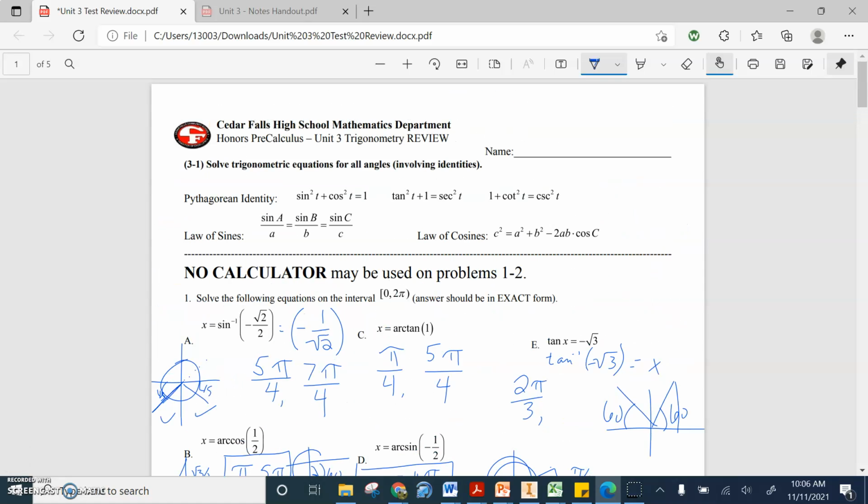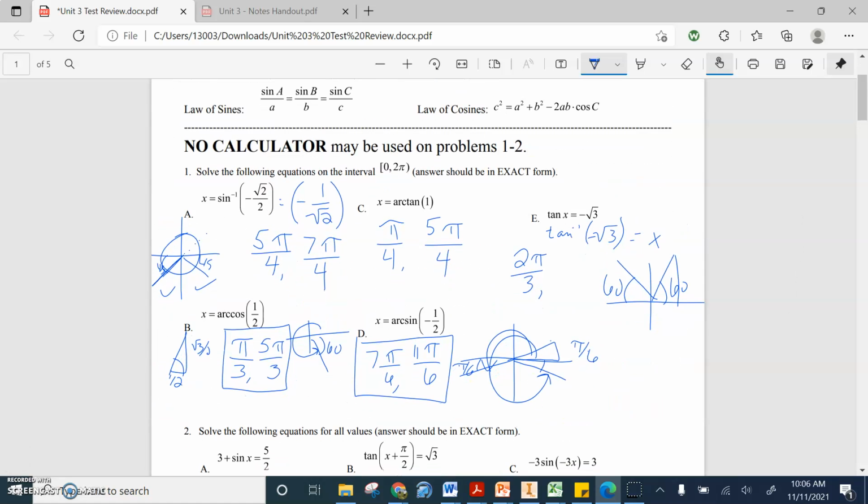So 2 pi over 3 does give us one answer. The other one, we have to have a 60 degree reference angle in quadrant 4, which gives us another negative tangent. So that reference angle turns the answer into 5 pi over 3.